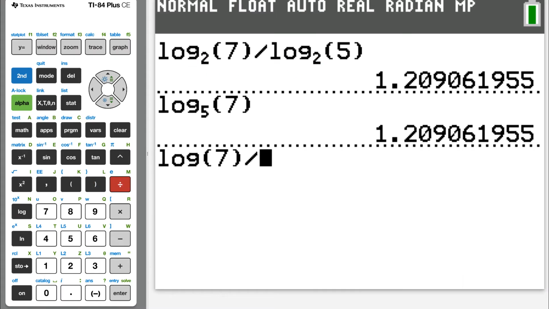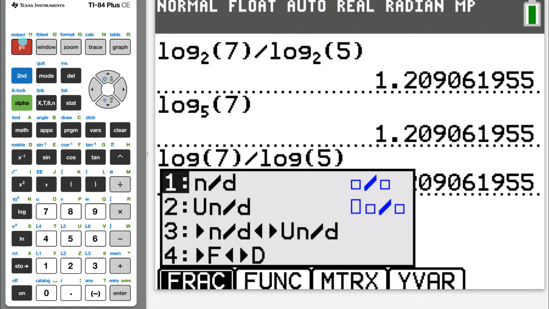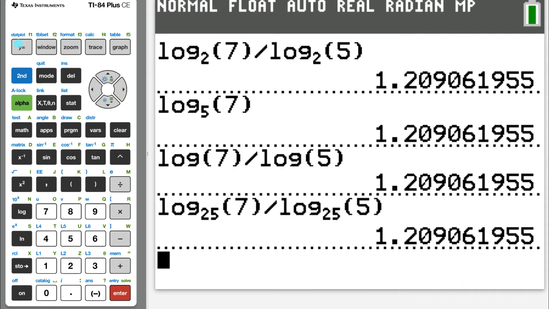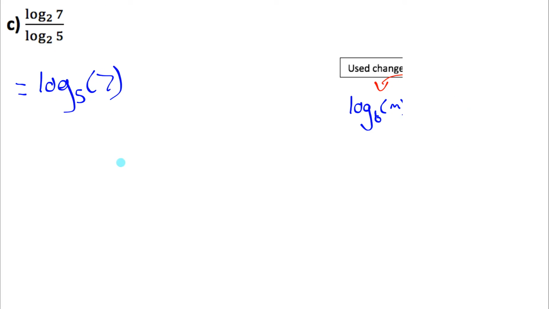So this is also equal to log 7 divided by log 5, using just the common logarithm that has base 10. Same thing. Or log base 25 of 7 divided by log base 25 of 5. Same thing. All of those are equivalent to each other. So that's how we would rewrite those two logarithms as a single logarithm using the change of base formula.